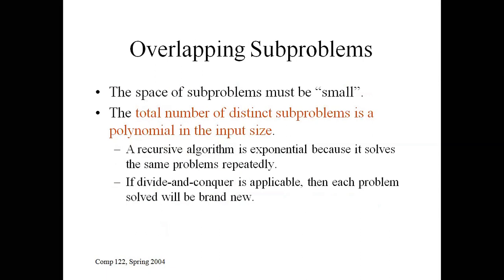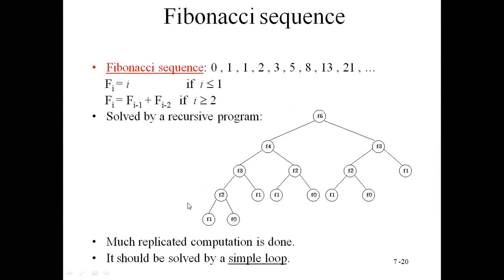Okay, overlapping of subproblems. The space of subproblems must be small enough. The total number of distinct subproblems is a polynomial in the input size. We are taking the polynomial case. A recursive algorithm is exponential because it solves the same problem repeatedly. If divide and conquer is applicable, then each problem solved will be brand new. So this is a Fibonacci sequence.